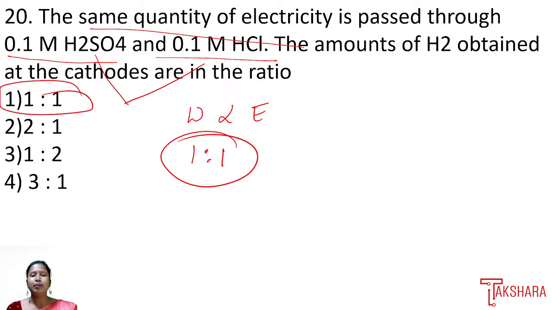So here W is directly proportional to E, that is, the weight of the substance is directly proportional to the equivalent weights. Hence we consider a 1:1 ratio, since both solutions of the same concentration produce H2 at the cathodes.